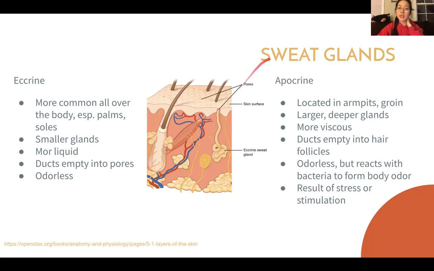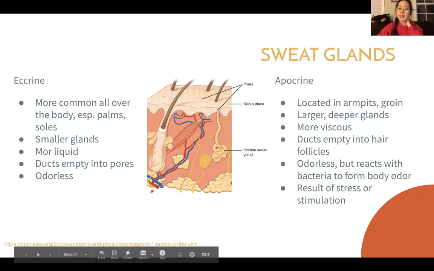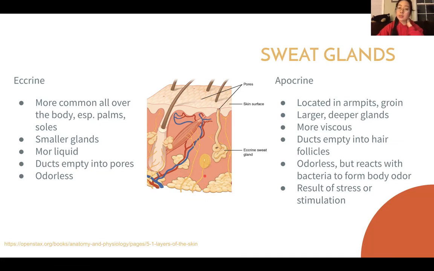This is in contrast to apocrine glands, which are the other type of sweat gland. They're located specifically in the armpits and groin area, and they're larger in structure and deeper. They might even poke into the subcutaneous layer and be located down here. Their secretions are more viscous because they have a lower water content and more proteins and lipids and other molecules. And they don't empty directly into pores. Actually, they empty into hair follicles, like sebaceous glands.